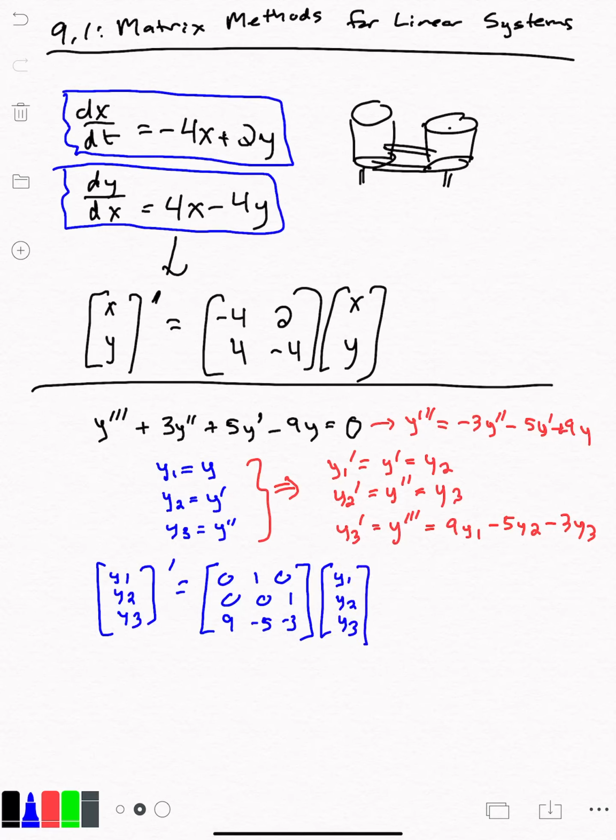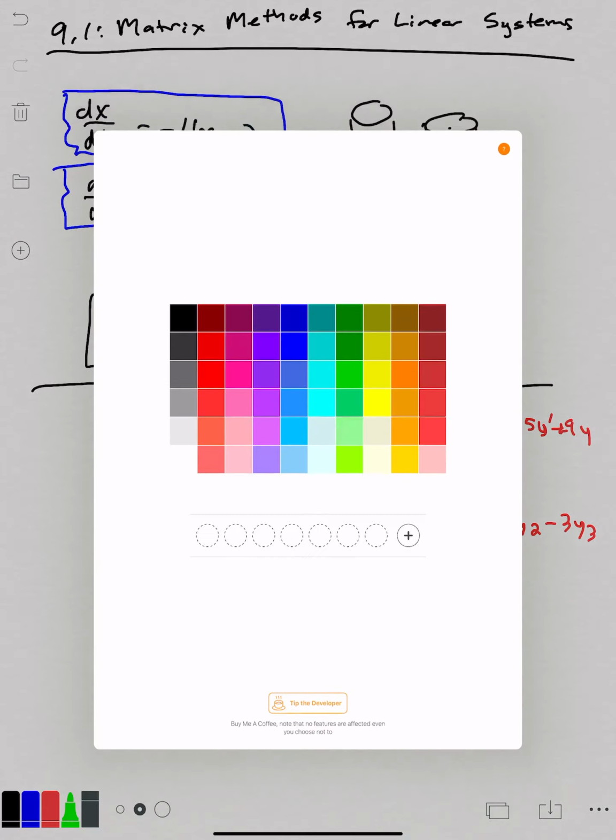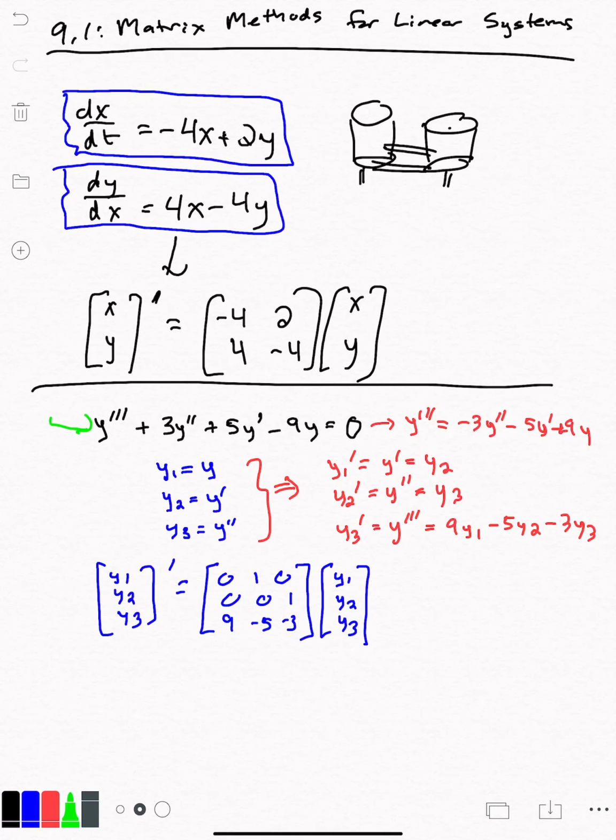Now, we're not really going to solve problems that look like this. We're only going to solve ones that are already given in matrix format in this class, and we're only going to solve ones that already have x and y in them. But I just wanted to show you a quick example of how you can take a higher order differential equation, so this is a third order here, and turn it into a first order equation as long as you have a system of equations.